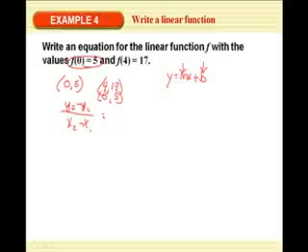So I'm going to go the y's, and remember it's easy to get them mixed up. Make sure you put the y's on top. So 17 minus 5 over 4 minus 0. 17 minus 5 is 12, 4 minus 0 is 4. So the slope is 3. So we have 3 right here.